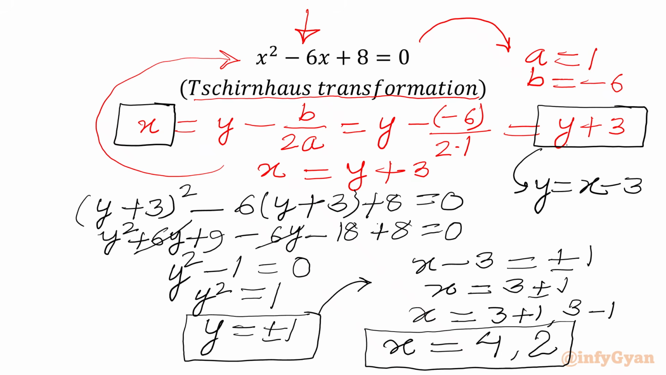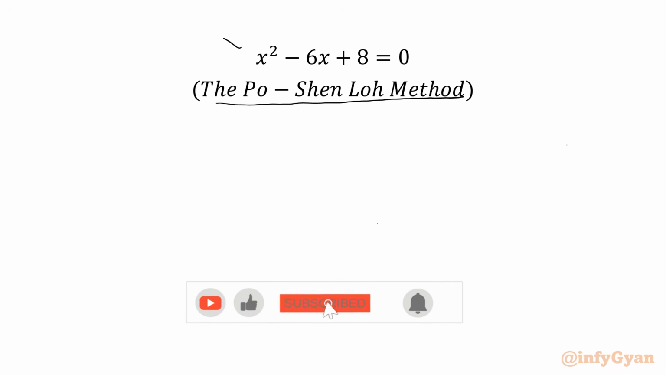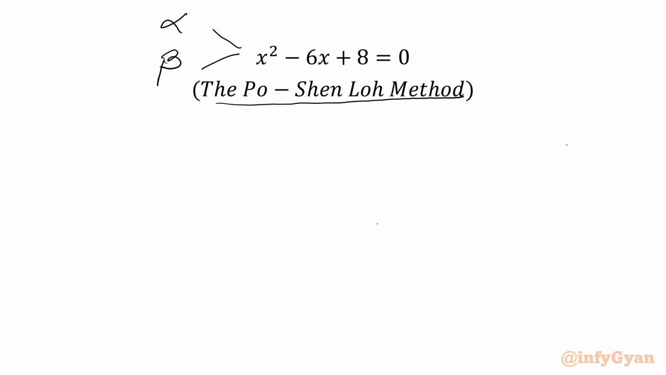Now we have second method. It is Po-Shen Loh method. Here we will consider two roots of quadratic, alpha and beta. This method relies on the mathematical symmetry of quadratic roots. So we can use Vieta's formula and write sum of roots alpha plus beta. It is minus b over a, so 6, and product of roots, which is c over a, so 8.